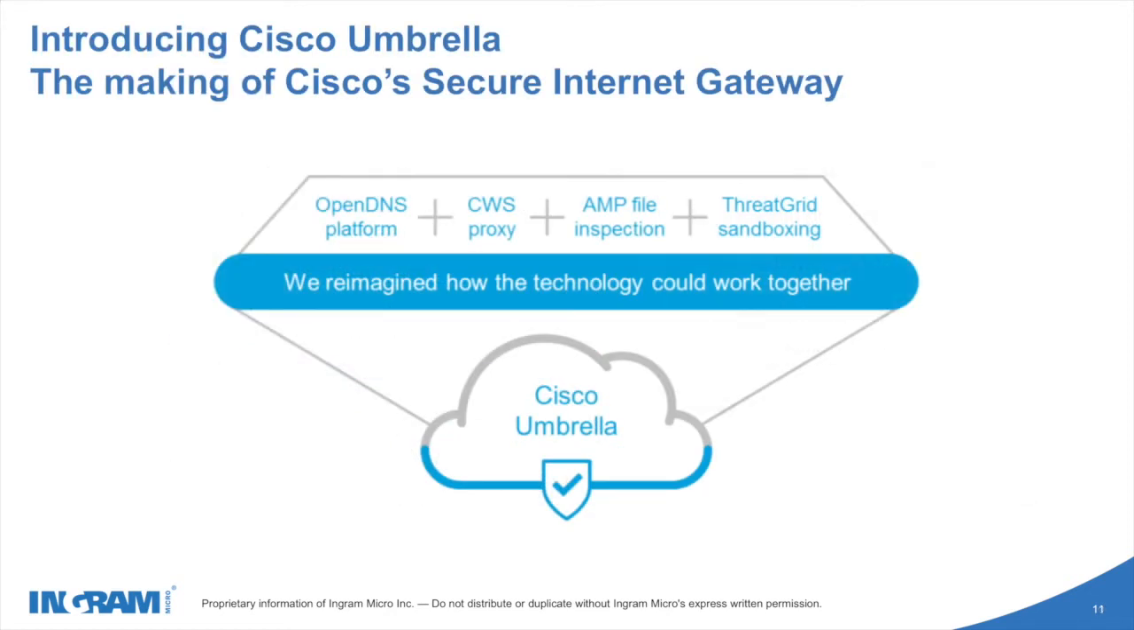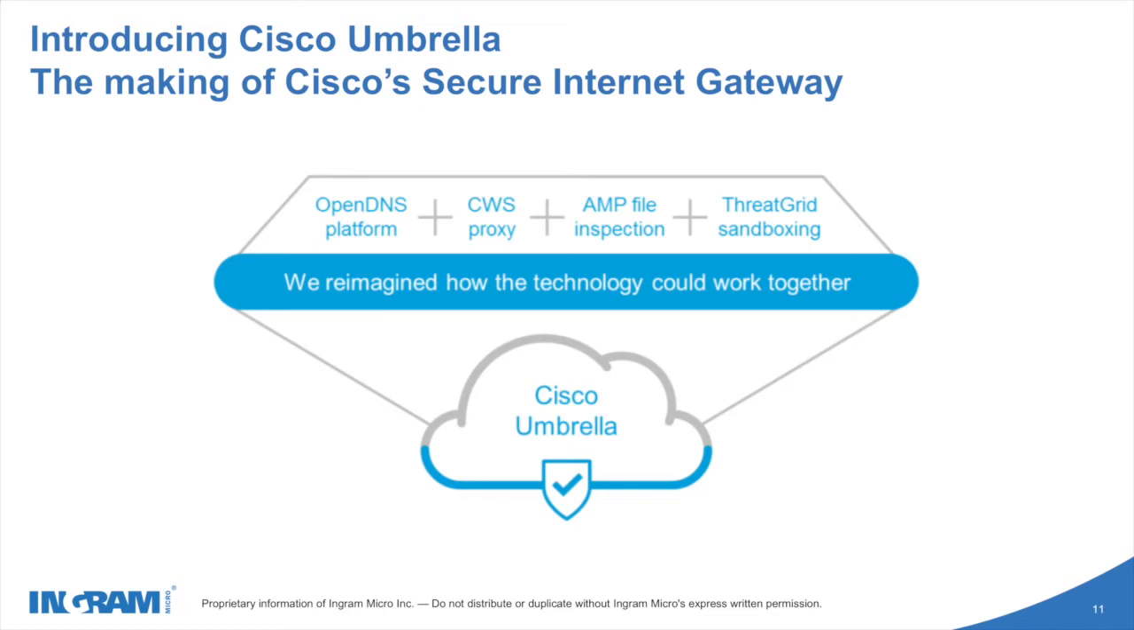Let's look at how Cisco built the SIG, the Security Internet Gateway. When developing the SIG, the Umbrella, Cisco looked at the technology across the Cisco security portfolio and reimagined how the technology could be architected together.